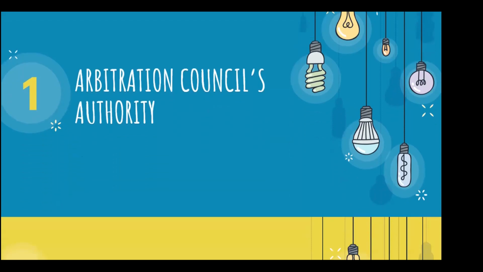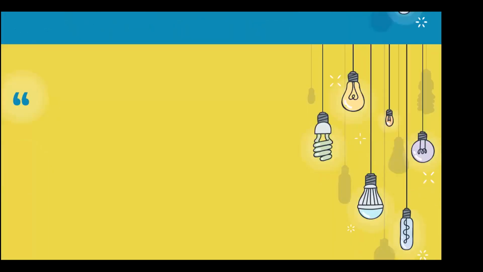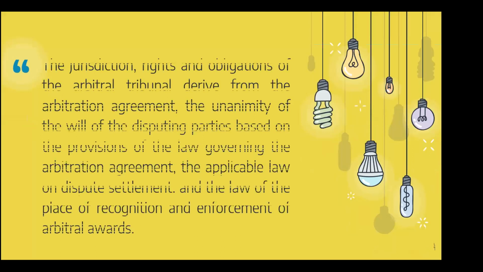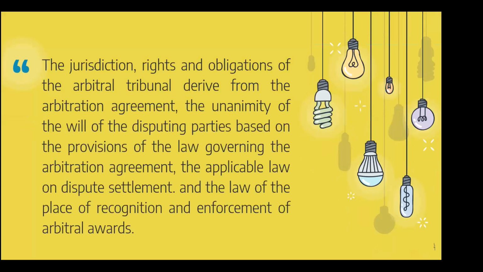Regarding the jurisdiction of the arbitral tribunal, if the jurisdiction of the court is provided for by national law and is empowered by the state to accept and adjudicate, the jurisdiction of the arbitral tribunal shall be assigned by the parties to the dispute. The jurisdiction, rights, and obligations of the arbitral tribunal derive from the arbitration agreement, the unanimity of the will of the disputing parties, based on the provisions of the law governing the arbitration agreement, the applicable law on dispute settlement, and the law of the place of recognition and enforcement of arbitral awards.